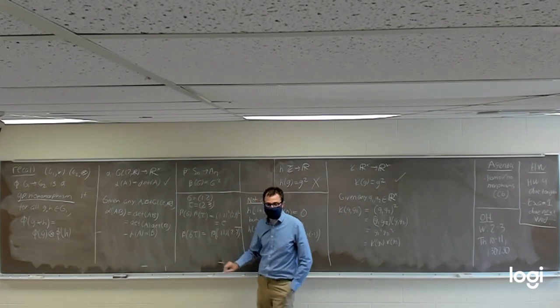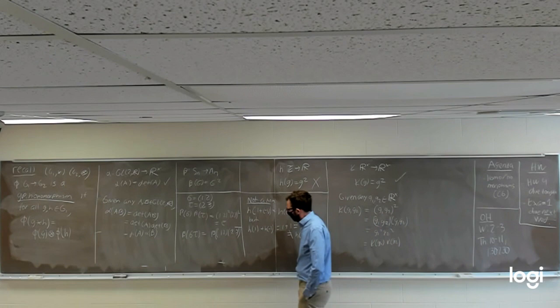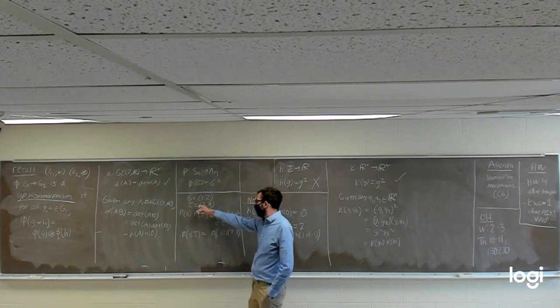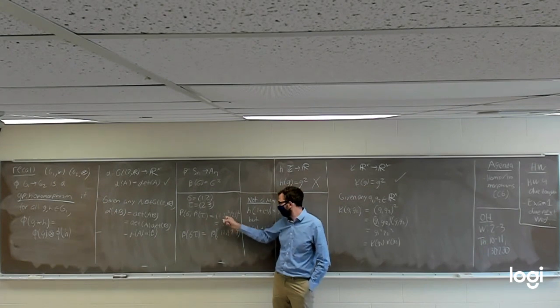Oh, you didn't complete it, huh? Well, let's see. We take beta of sigma times beta of tau. Is everyone okay with that coming out to the identity element, since (1 2) squared is the identity and (2 3) squared is the identity?